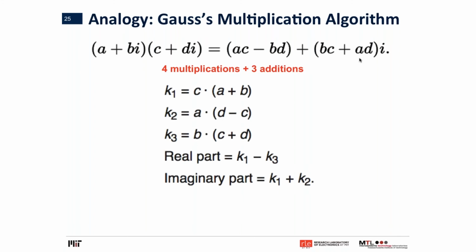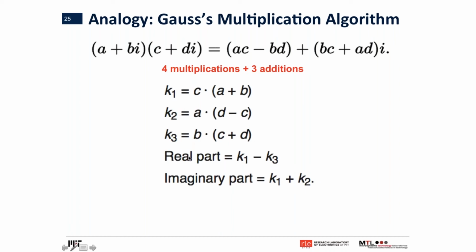Alternatively, what you could do is pre-compute these intermediate variables. So K1 would be basically A plus B, and then you multiply it by C. K2 is going to be D minus C, and you multiply it by A, and then K3 is going to be B times C plus D. And then from K1, K2, K3, you can compute the real and the imaginary component.